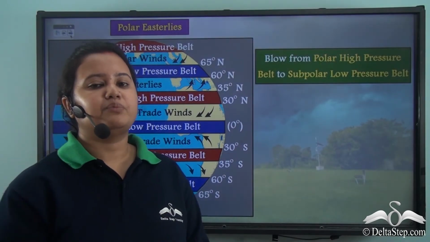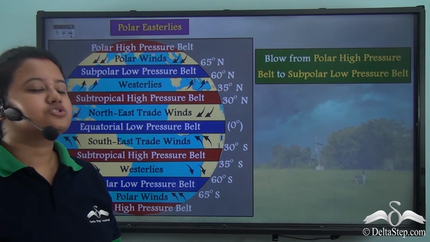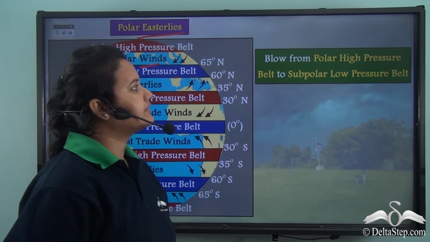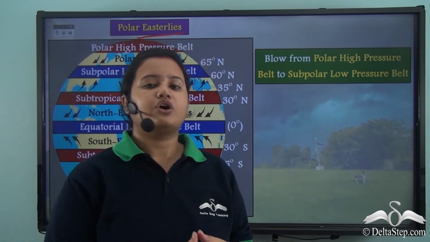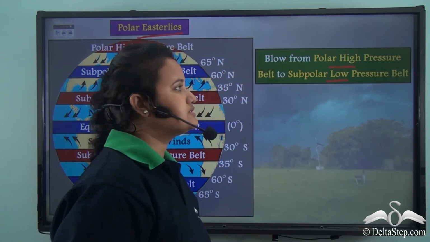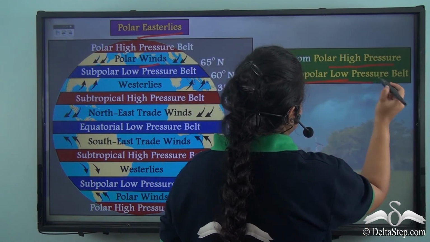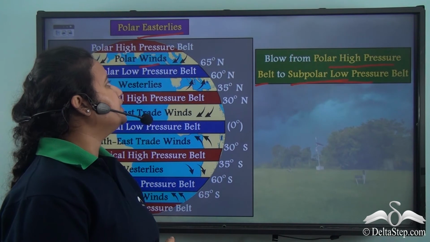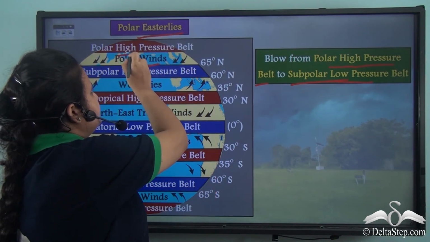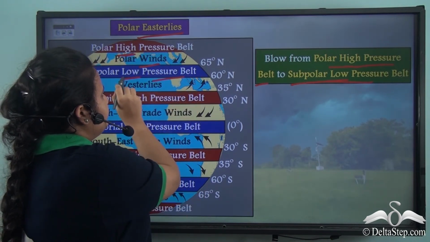Now, another type of planetary winds that are prevalent in the polar region are also known as polar winds or polar easterlies. Now, these winds also blow from high pressure to low pressure region, that is from polar high pressure belt to subpolar low pressure belt. In this picture, we can see that the polar winds are blowing from polar high pressure belt to subpolar pressure belt, which is a low pressure belt.